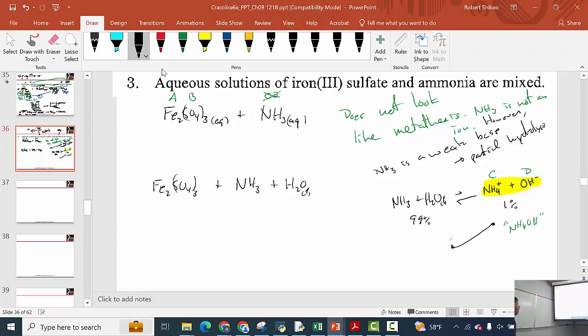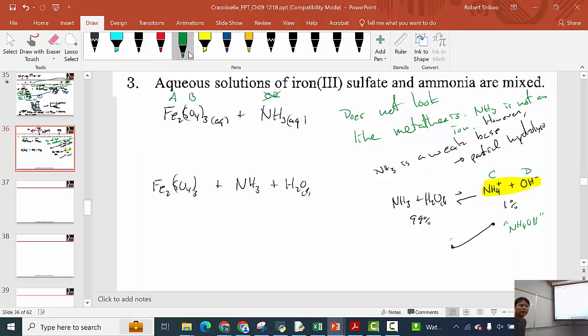Now, aqueous, as I said before, is so common. It's the most common state that we're going to be encountering, so I don't want to write it. That's 4 more characters to type or write: parentheses, AQ, parentheses. So from now on I'm going to leave off aqueous. If I leave off aqueous, then I have to make sure I write liquid L, gas G, and solid S. And so I'll put in the other states.